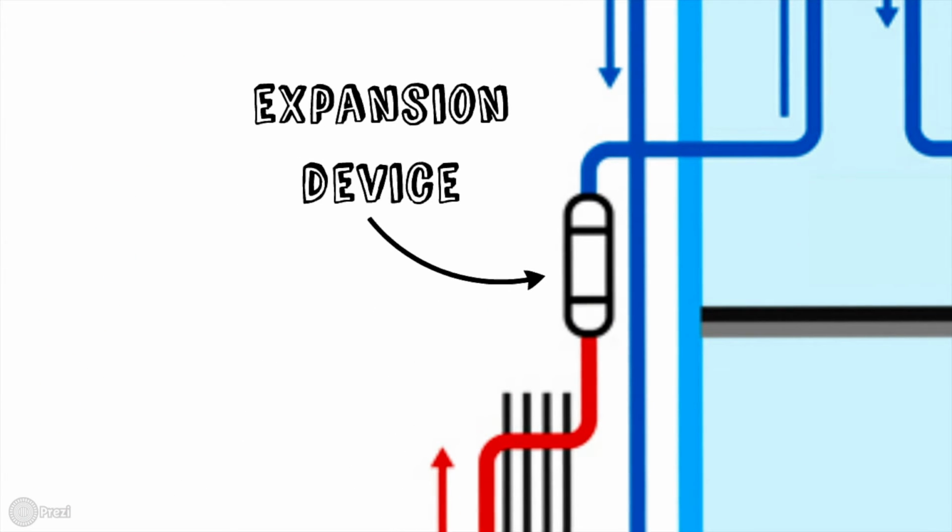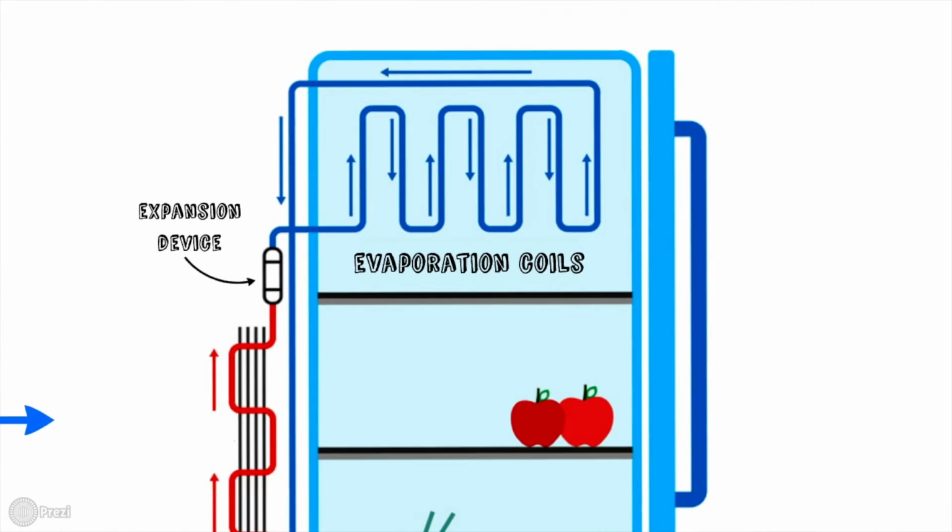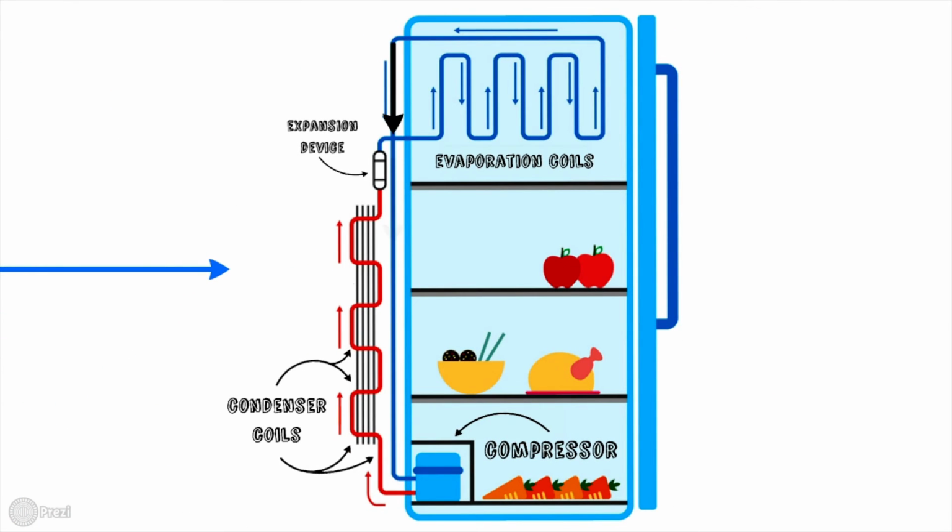Now in liquid form at a high pressure, the refrigerant cools down as it flows through the expansion device and into the evaporator coils inside the freezer and the fridge. The refrigerant absorbs the heat inside the fridge, cooling down the air. Finally, the refrigerant evaporates to a gas, then flows back to the compressor where the cycle starts all over.